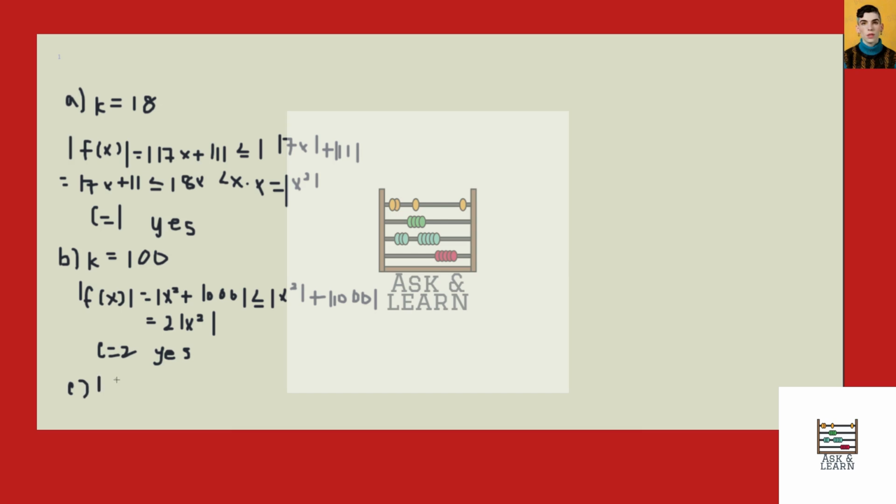For part C, we have x log of x. We take the absolute value of f of x, and this is the absolute value of our equation, x log of x, which is less than or equal to the absolute value of x times x, which is just equal to x squared. So if we take c equals 1, then this is a big O notation with k equals 0 and c equals 1.